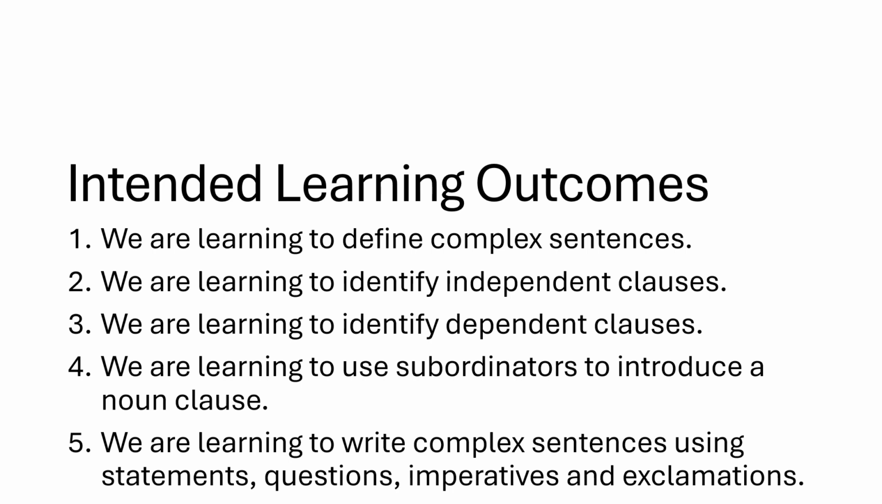There are 5 intended learning outcomes to achieve by the end of the lesson. 1. We are learning to define complex sentences. 2. We are learning to identify independent clauses. 3. We are learning to identify dependent clauses. 4. We are learning to use subordinators to introduce a noun clause. 5. We are learning to write complex sentences using statements, questions, imperatives, and exclamations.